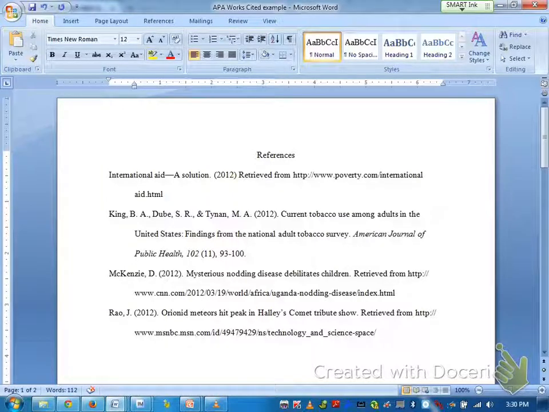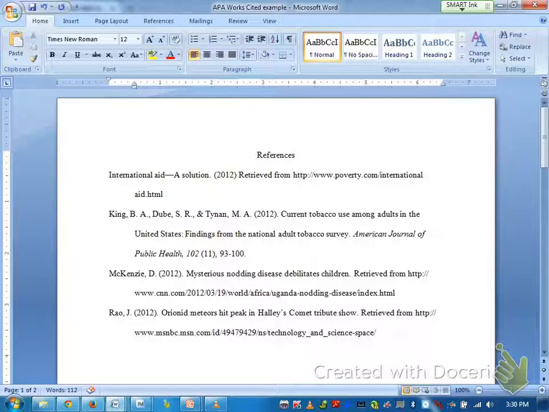Before I start talking about what your reference page should look like, I do want to be sure that everybody understands that what is on your references page must be cited in your speech and vice versa. A citation doesn't count if it's not on your works cited or reference page, and if it's on your reference page, it has to be cited in your speech. Otherwise, you're going to lose points.